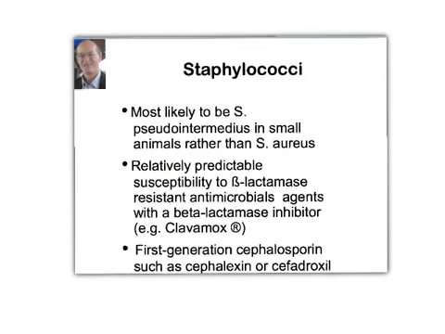With skin infections, we're almost always dealing with staph at one point or another, and this is likely to be Staph pseudintermedius in small animals rather than Staph aureus. They have relatively predictable susceptibility to beta-lactamase-resistant antimicrobials, such as those with a beta-lactamase inhibitor, clavulanic acid amoxicillin, or some of the synthetic drugs like oxacillin. You can also go for first-generation cephalosporins, such as cephalexin or cefadroxil.